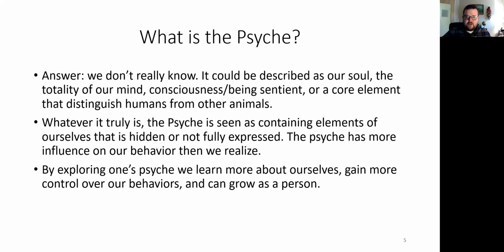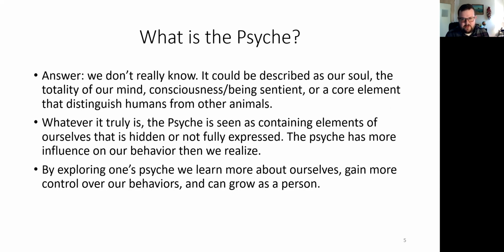So, I've used this term a few times. What do we mean by psyche? Well, unfortunately, we don't really know. It's all going to depend on what theory we're utilizing. So, it can be described as our soul, because that's where the Greek root of the word comes from, representing soul. It can mean the totality of our mind. That's more the Freudian view. It can be what consciousness, being sentient, is, or a core element that distinguishes us from other animals. It can also have a religious context as well, and that's going to be more the Jungian perspective. And also an Adlerian view, which we'll cover as well in this module.